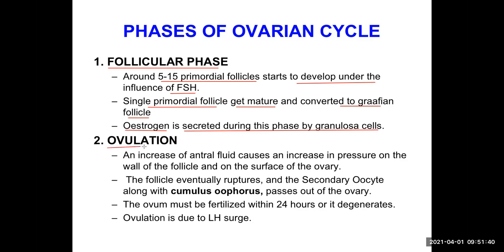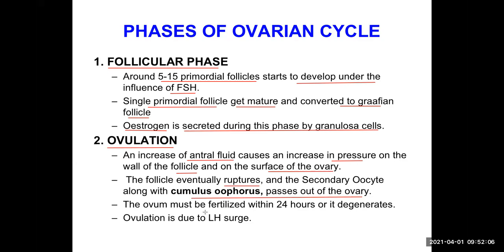Now, second is the phase of ovulation. What happens there? An increase of antral fluid causes an increase in pressure on the wall of the follicle and on the surface of the ovary as well, and the follicle eventually ruptures. That secondary oocyte, along with the cumulus oophorus, passes out of the ovary. It means there's a rupture of the ova now.